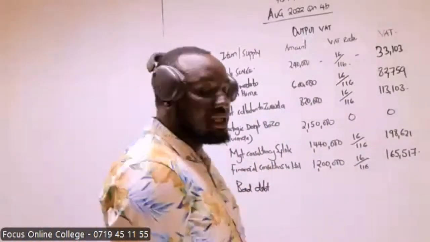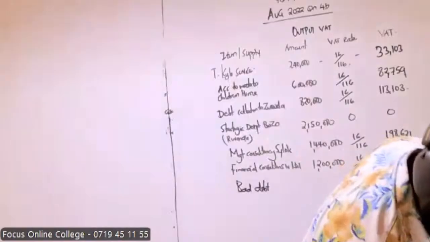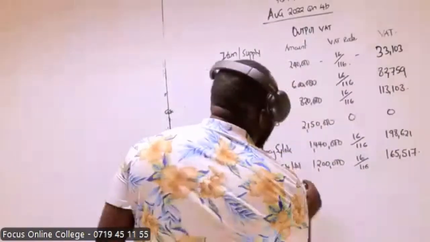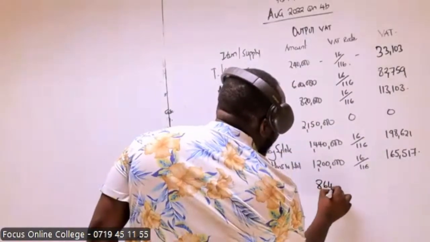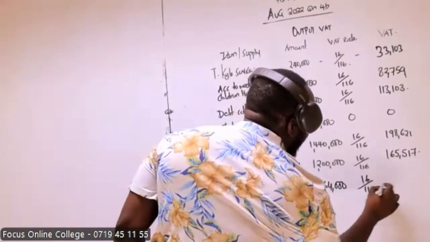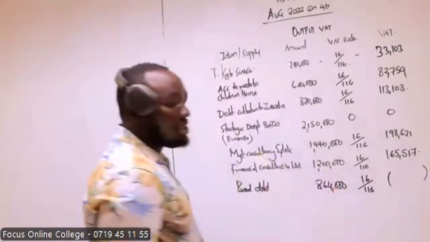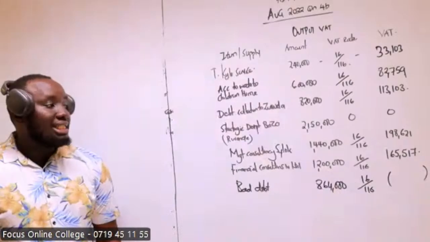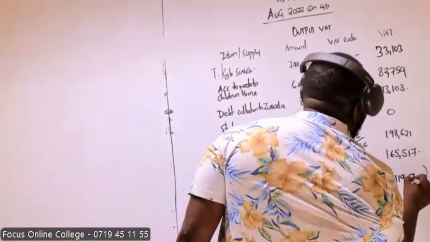So then get for me the 60% because you're adjusting. The 60% is what was not paid. So what is the 60%? 864. So we have it as 864. There's 16 over 116, then you less for me that. 16 over 116, then you less for me 172.